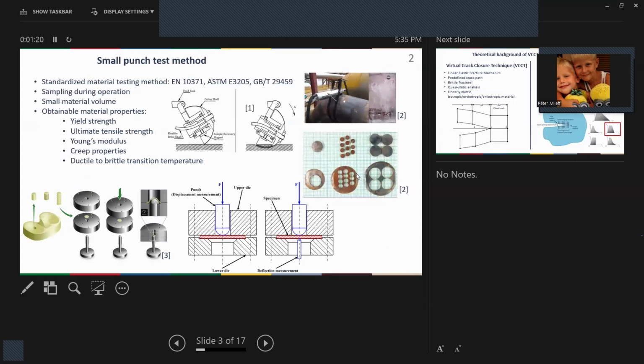First of all, a few words about the small punch test. This is a standardized material testing method where the sampling can be done during operation of any engineering system, for example, nuclear power plants as well. The sample, a small thin circle, is placed between a lower and an upper die, and the hemispherical ended punch is forced through the surface of the sample until fracture. From this material test, multiple valuable material properties can be obtained, like ultimate tensile strength or creep properties as well.